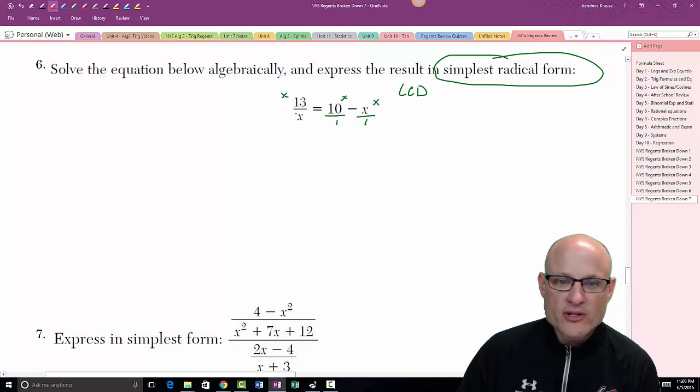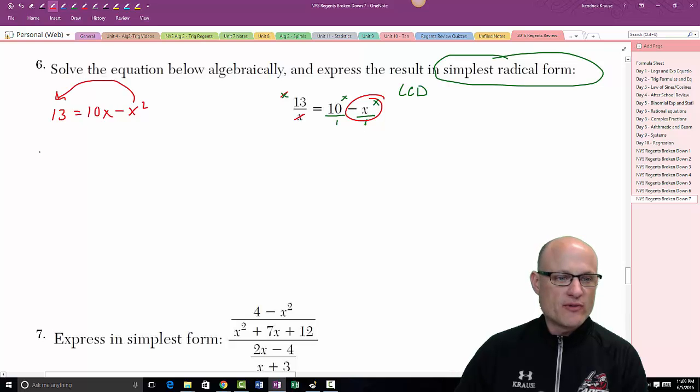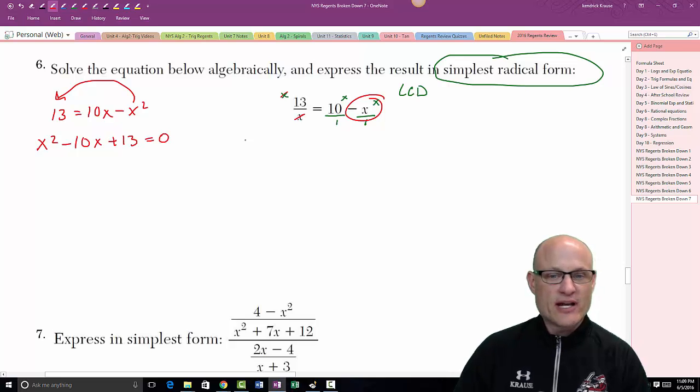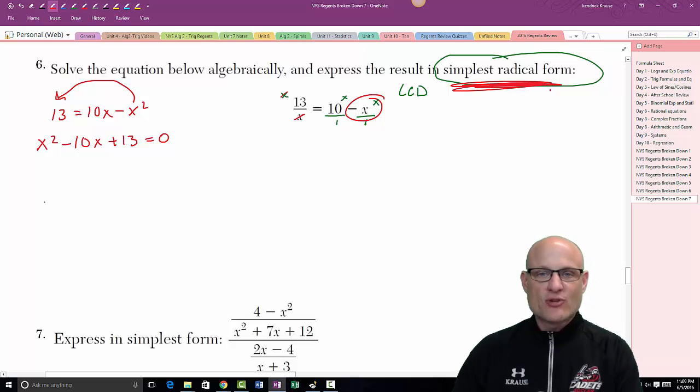So in this first one, the x's cancel. I'm left with 13 equals, and then nothing cancels on the next one, 10x minus x squared. That's a quadratic. We want our x squared to be positive, so we're going to move everything to the left. x squared minus 10x plus 13 equals 0. Now, since it says simplest radical form, you're not factoring this thing. So I have two options.